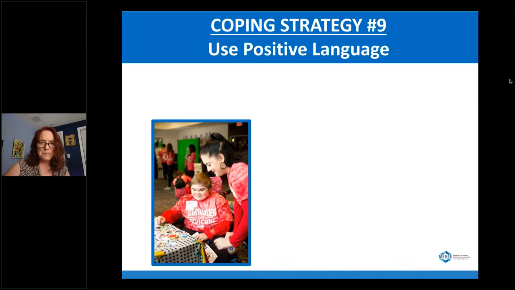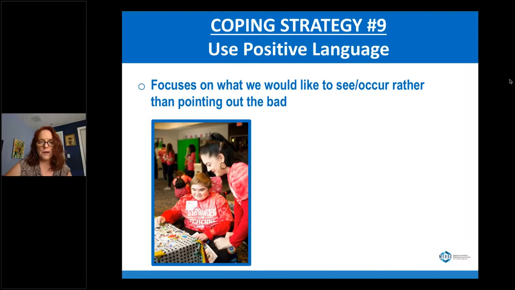All right, number 9, coping strategies. Use positive language. It's a great tip for us all. When we're giving direction or instruction or just helping somebody navigate through their day, we want to focus on what we'd like to see or occur rather than pointing out the bad. Quite simply, instead of saying, stop running, say, please walk, right? Just change our language a little bit. What are we looking for? What would we like to see?